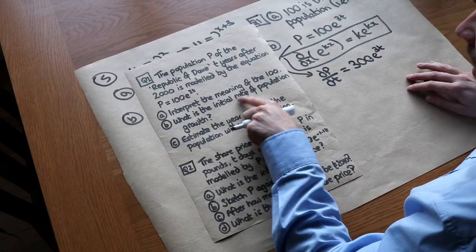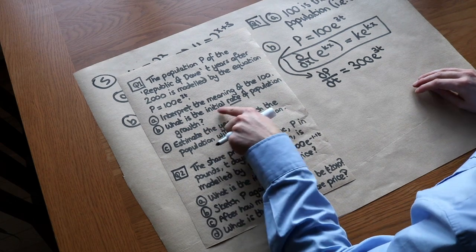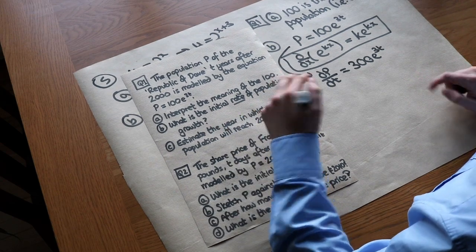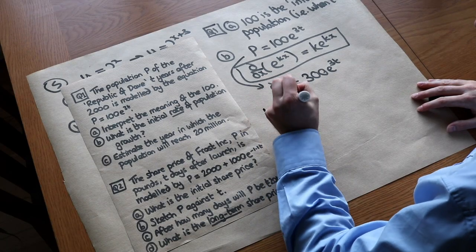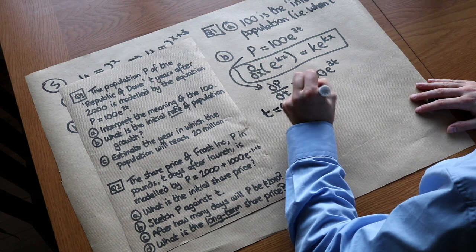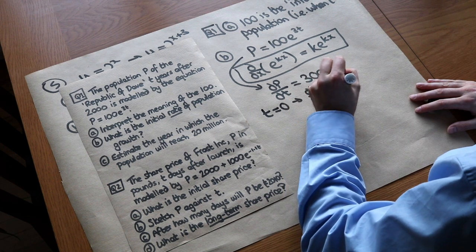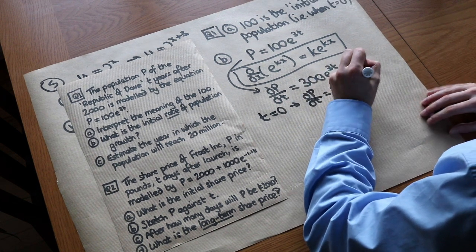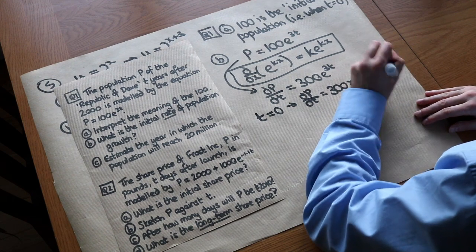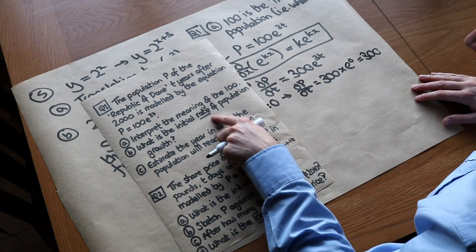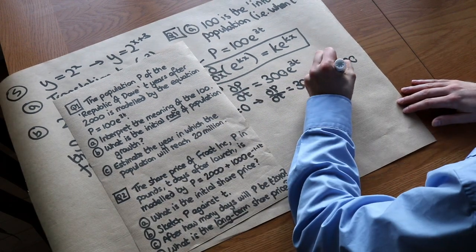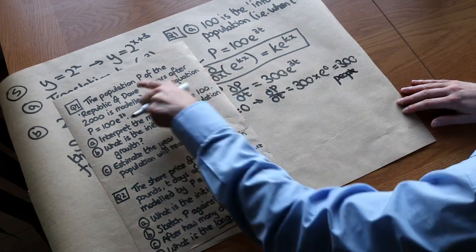So it's saying, what is the initial rate of population growth? Well, the initial rate is when the time is 0. So when t is 0, that gives us that dP over dt is 300 times e to the 0, which is equal to 300. And if we want a unit for that, the rate of population growth is people per year, because t is in years here.